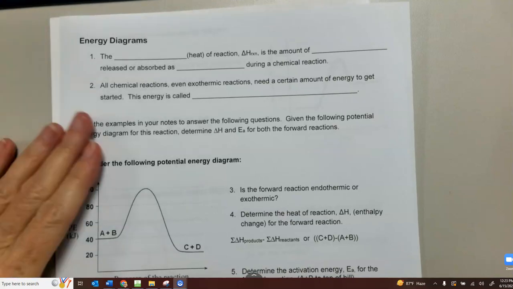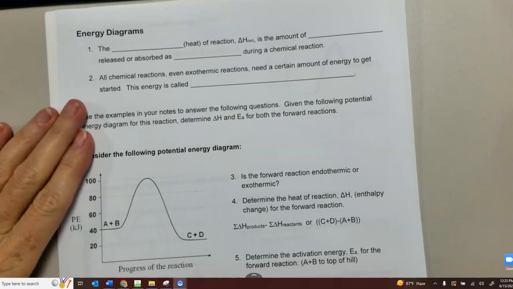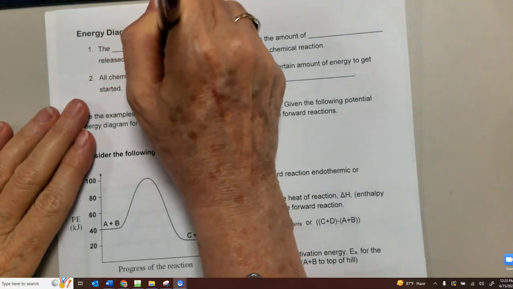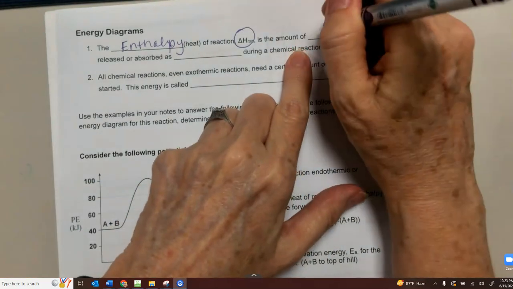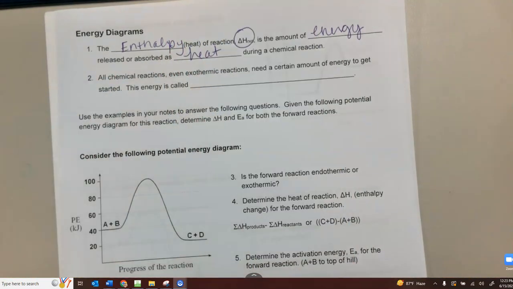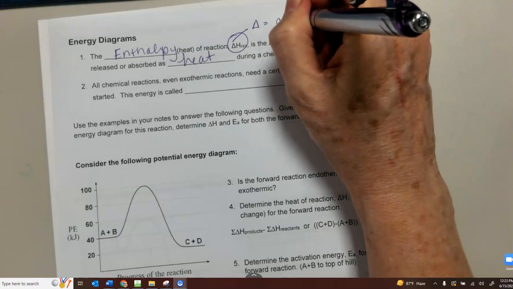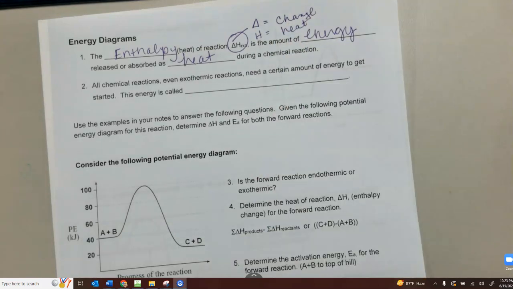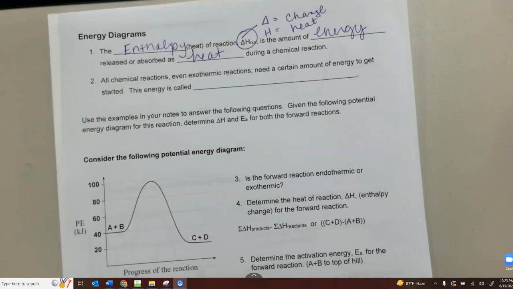All right, now we're going to look at some energy diagrams, and we're going to go over this vocabulary again. So let's remember the heat of the reaction, known as the enthalpy, or our delta H, is the amount of energy released or absorbed as heat during a chemical reaction. Okay, delta means change, and then H is going to be heat. So when I ask you to calculate the delta H, I'm asking you to calculate the change in heat.